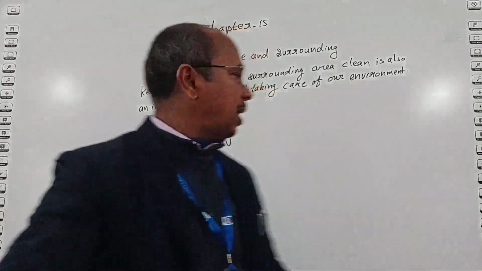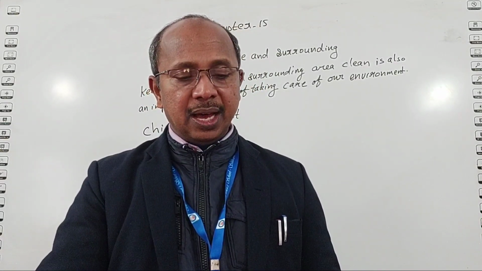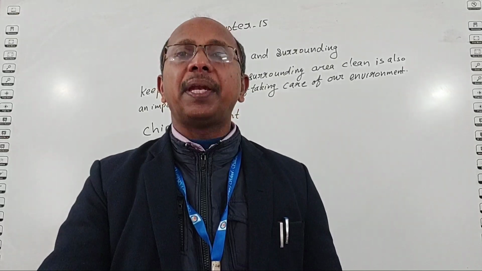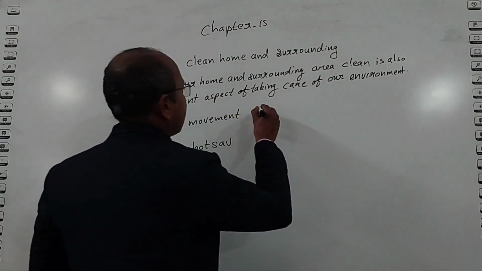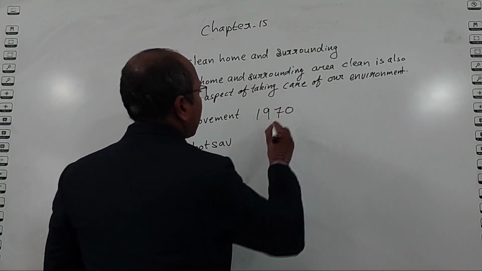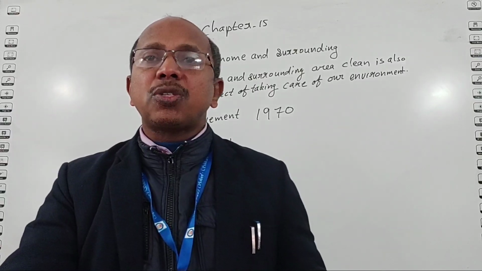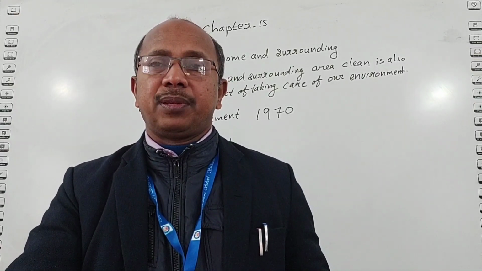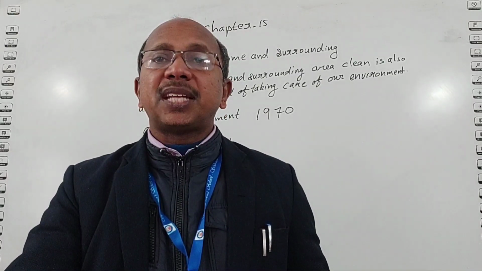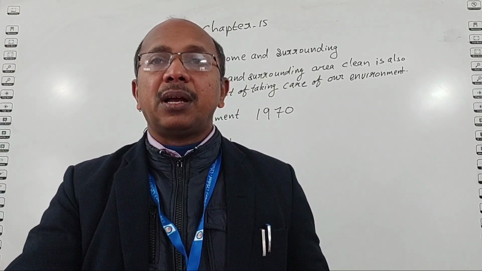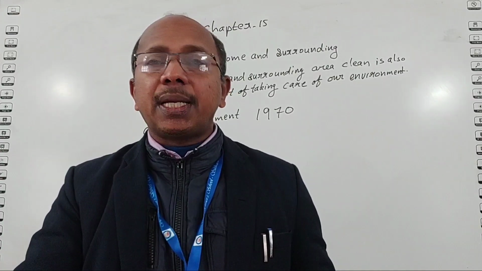Now we want to study another movement. In the early 1970s, the contractors went to cut down many trees. That is known as deforestation. For example, in one of the states in India, Uttarakhand, many trees were cut down. Many people were taking contracts and cutting them down.